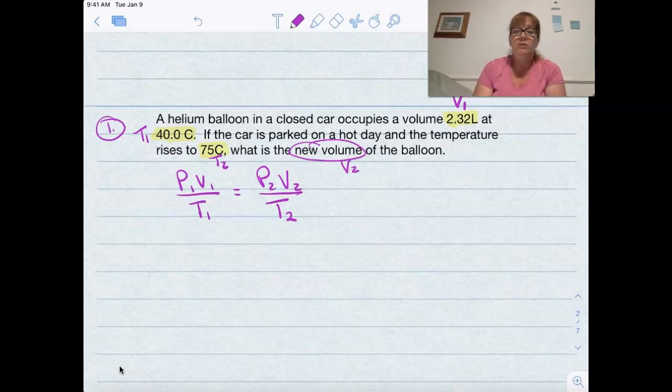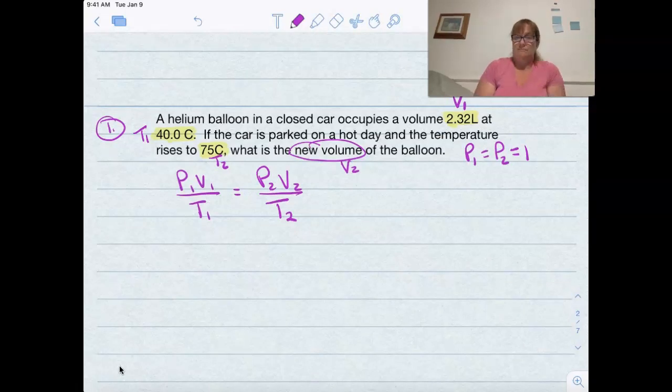Now you'll notice there's no pressure mentioned here. In these types of problems, if one of the variables is not mentioned at all, you can assume that it was held constant. That means it does not matter what number you choose to put in for that variable, as long as you keep it the same for both the first and the second of that same variable. So I'm going to suggest in that situation, choose 1. It's the easiest number to multiply and divide by. It doesn't matter, just choose 1.